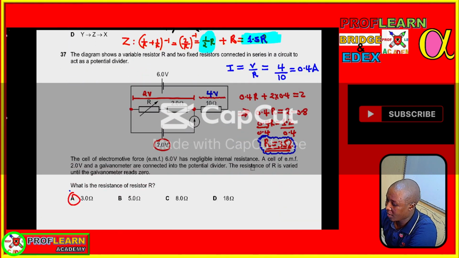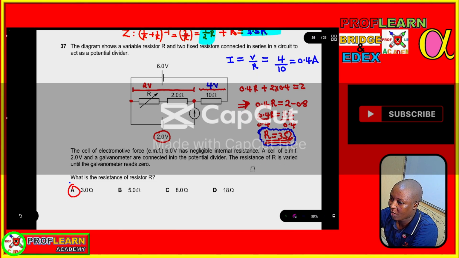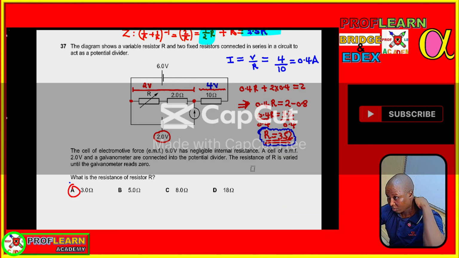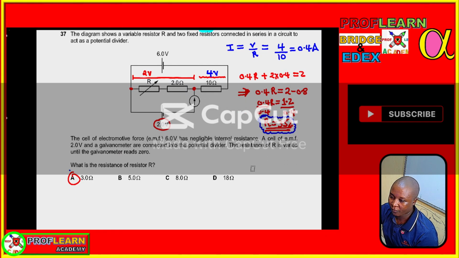We have question number 37. The diagram shows a variable resistor R and two fixed resistors connected in series in a circuit to act as a potential divider. The cell of electromotive force 6 volts has negligible internal resistance. And a cell of EMF 2 volts and a galvanometer are connected into the potential divider. The resistance of R is varied until the galvanometer reads 0.